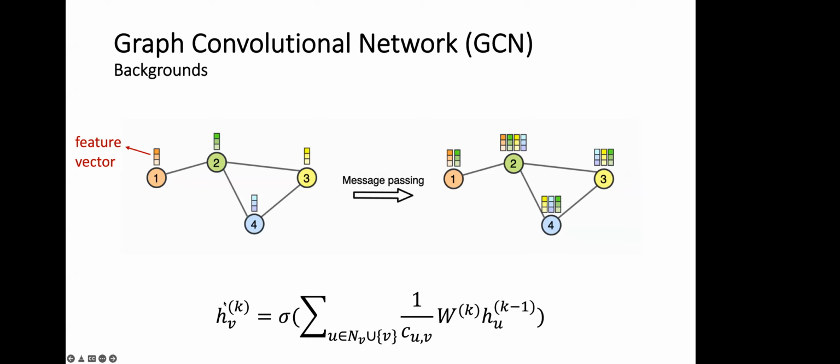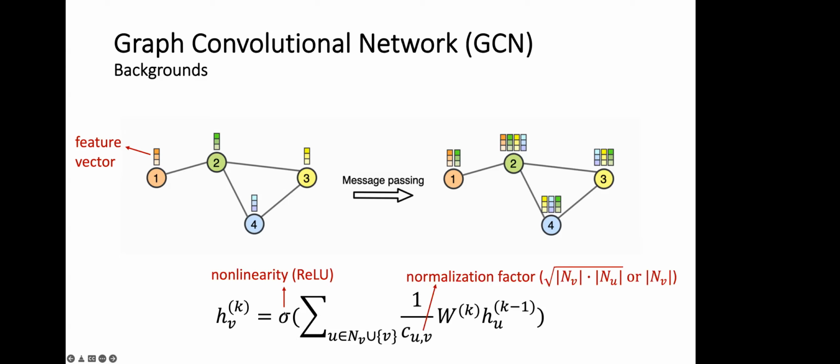So we have an equation to represent the graph convolutional neural network, which is h_V in layer k equals sigma of this. The sigma is a nonlinear activation function. It can be any activation function such as ReLU. And N_V here is the neighborhood of node V.